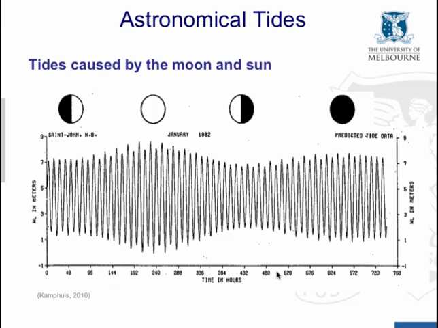And when the Sun and Moon are 90 degrees out of phase, you get the half moons. And so that's when you get the neap tides, the smaller tides. And when you have the full moon or the new moon, you get the spring tide. That's when their gravitational fields are in phase and combine to produce the bigger tides.